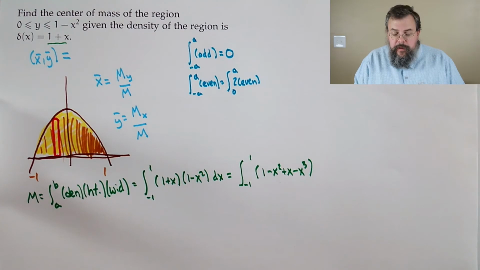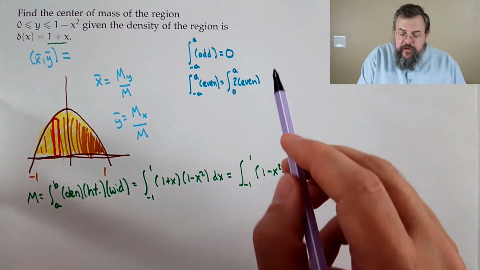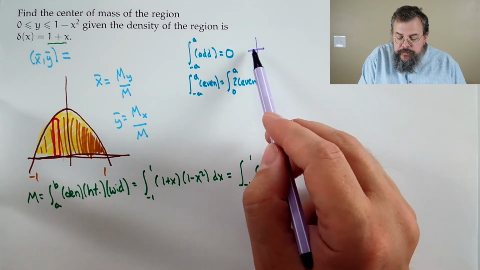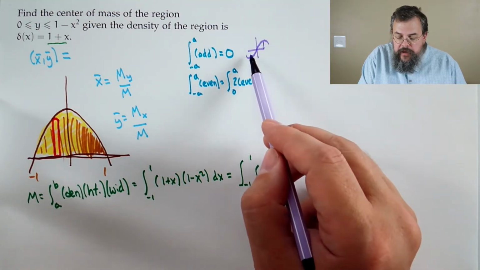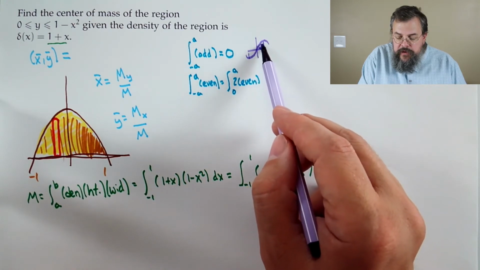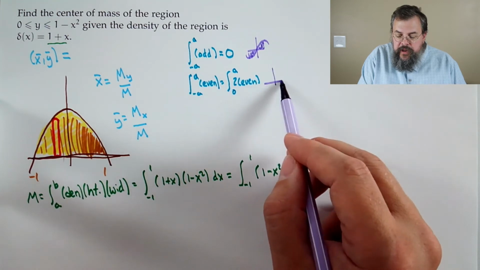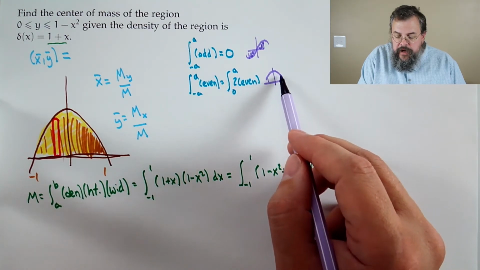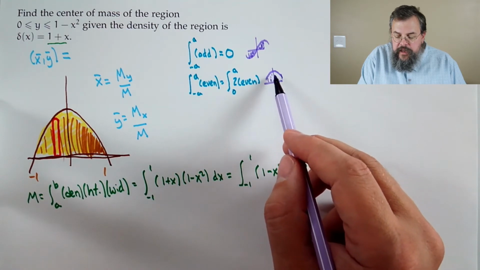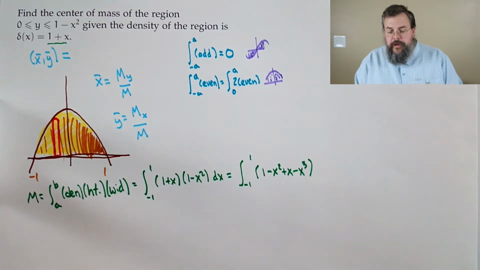And it all comes down to symmetries. So a quick reminder, an odd function has something like this. The part from 0 to a and the part from negative a to 0 exactly cancel. An even function will do something like this. The part from 0 to negative a exactly matches the part from 0 to positive a. So you just have to do one of them.